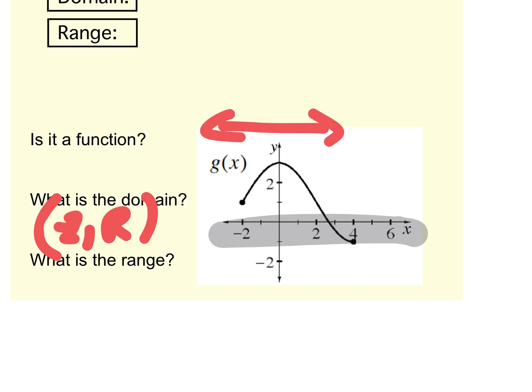My pen is too big, so give me just a second. I gotta erase that.